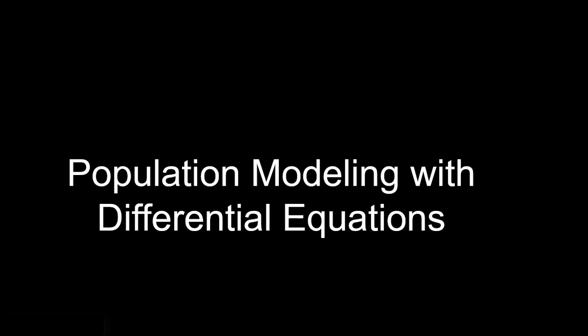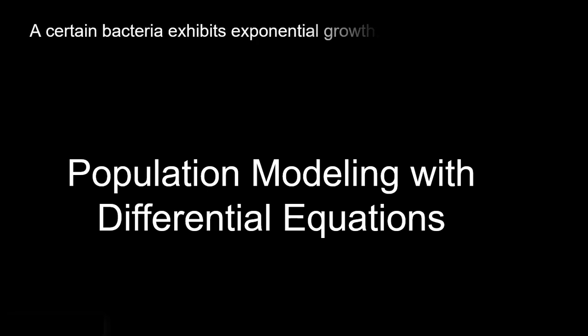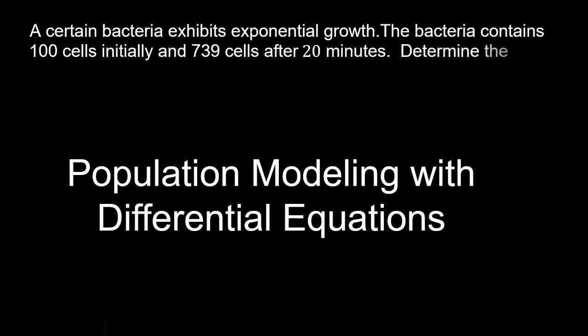All right, let's take a look at population modeling using differential equations. For this particular problem, imagine a certain bacteria that exhibits exponential growth. The bacteria contains 100 cells initially and 739 cells after 20 minutes. And our question is, determine the number of cells present at any time.